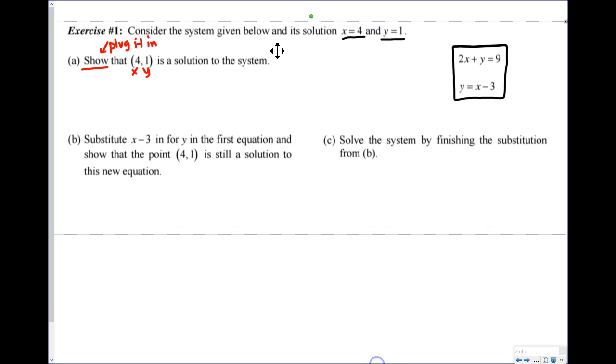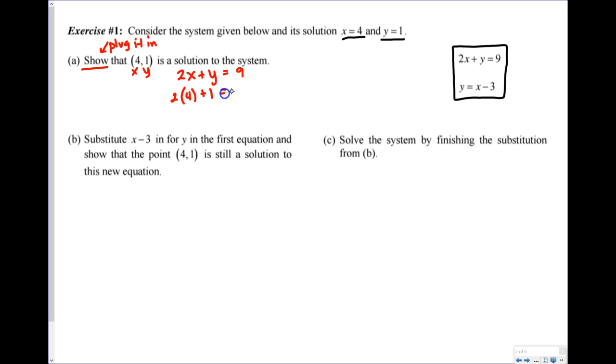So I have 2x plus y equals 9. Let's substitute in. x is 4 and y is 1. And let's see if it gives me 9. 2 times 4 is 8. And 8 plus 1 is 9. So it works for the first equation, but let's test it for the second. y equals x minus 3. y is 1 and x is 4, and yes, the solution works. In both equations, when I plug it in, I get the same thing on both sides. So it works in both equations.